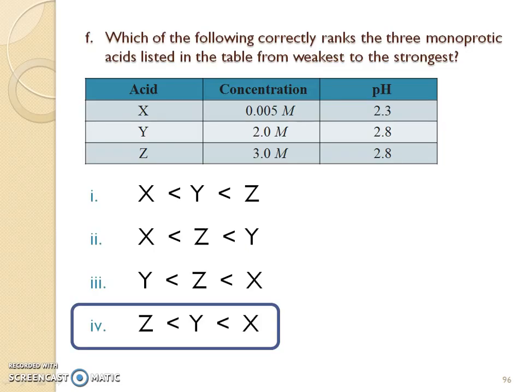Another AP multiple choice question. Hopefully this makes sense, and if it doesn't, again, hopefully you'll have some questions for me, but we'll learn a little bit later on, closer to the end of the course, that the 2.3 obviously is going to be a stronger acid, so X is going to be your strongest, and that's why it's at the end. So now why is Z weaker than Y? Well, if we look at the molarity, you need a heck of a lot more moles of Z in order to get to that 2.8 pH. You need more moles of those H pluses to get it to be more acidic. So that's why Z is going to be weaker than Y.